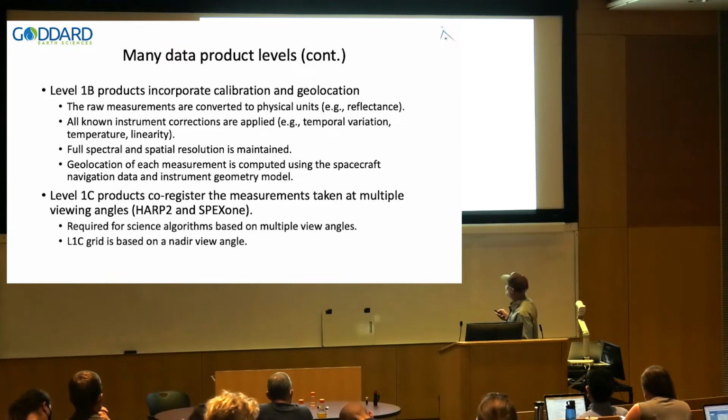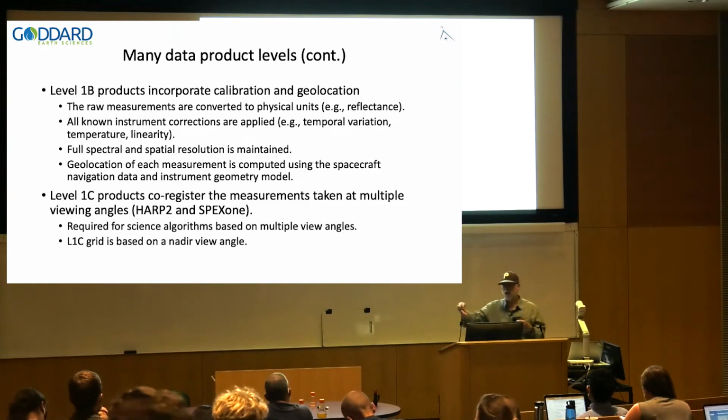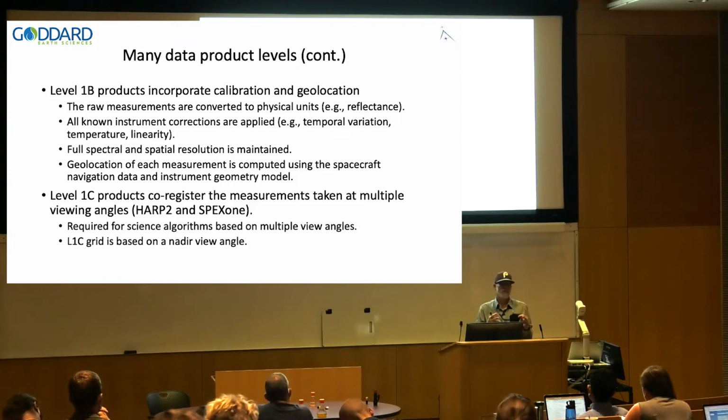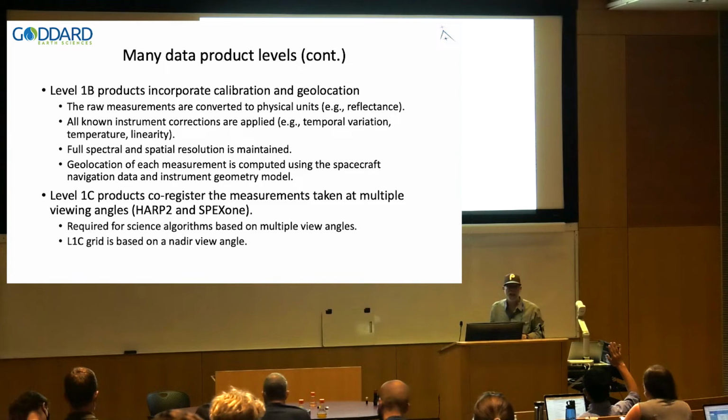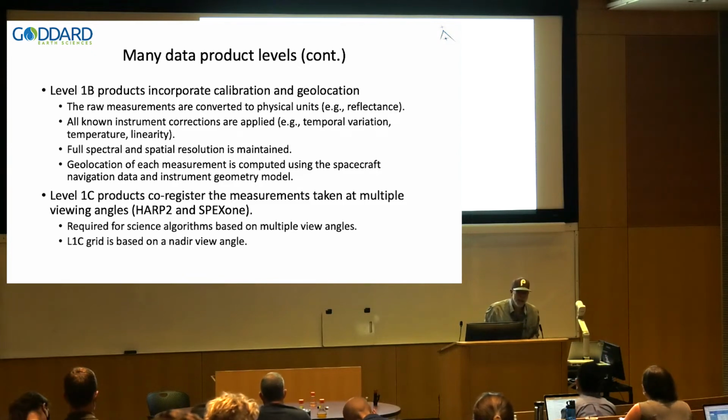And in this case, we're taking observations of a given location that were taken at different times from different viewing angles, and we're resorting the data, rearranging it so that all of the measurements of a given location at different times are collected and put together. This is required for the polarimeter algorithms because they use the information about all the viewing angles for a given location as part of their science algorithms. Okay?